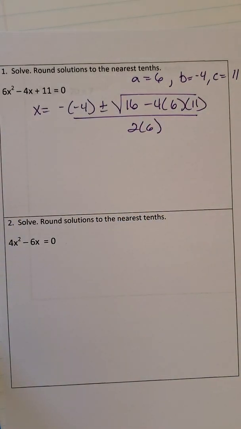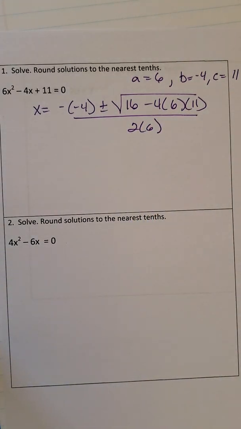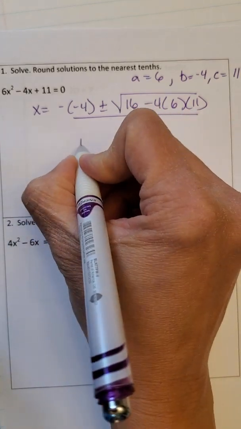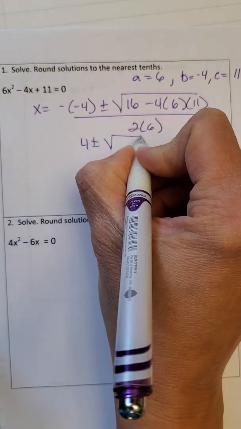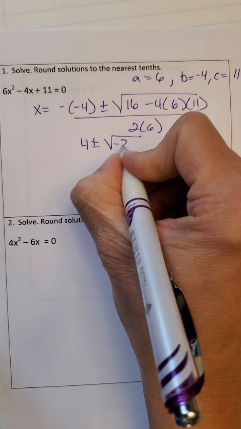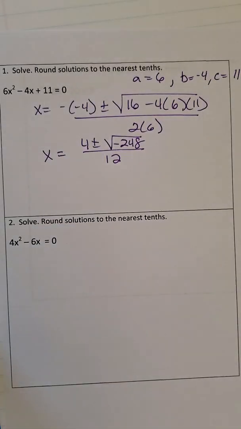Okay, I just plugged the A, B, and C into the formula for those variables. Now I've got to simplify a little bit. What's 4 times 6 times 11? Well, 4 times 6 times 11 is definitely going to be bigger than 16. So even though I'm finding my discriminant, I already know it's going to be 16 minus 264. 16 minus 264 is -248. So what is our discriminant?